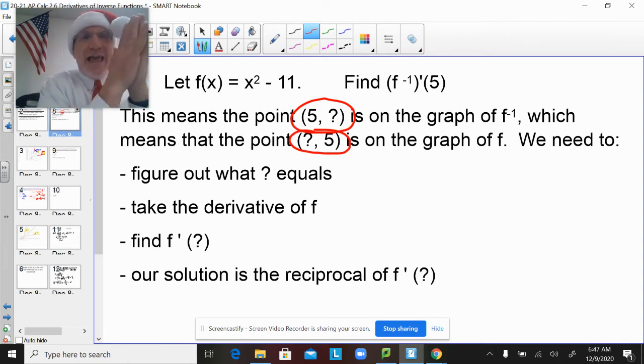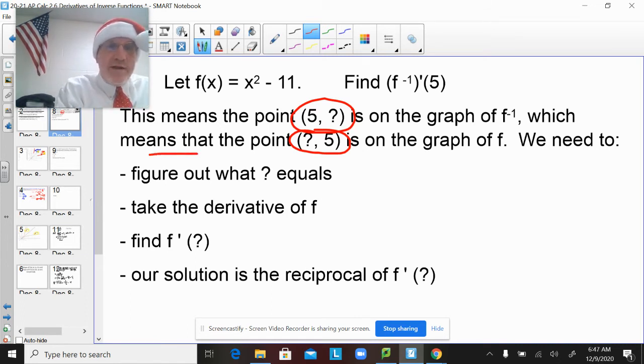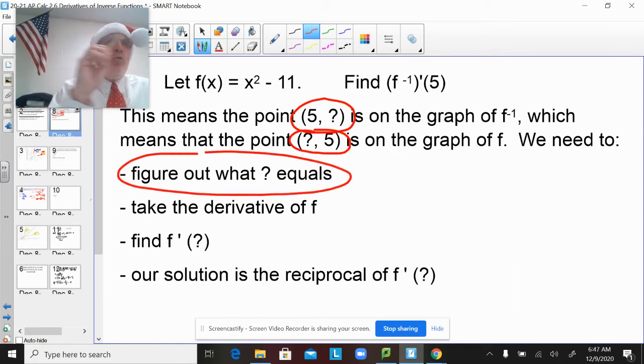Again, you need to recognize it's going to give you a function, f of x equals x squared minus 11. It gives you the original function. And it's going to ask for f inverse prime of a number. In this case, it's 5. You have to know that that 5 is the x value in the inverse, which means it's the y value in the original function. And we need to know what x value goes with 5. So we need to figure out what number on the original graph is something comma 5. Because that number is what we're going to take the derivative of f and plug it in, and then eventually take the reciprocal of. So it kind of looks like this.